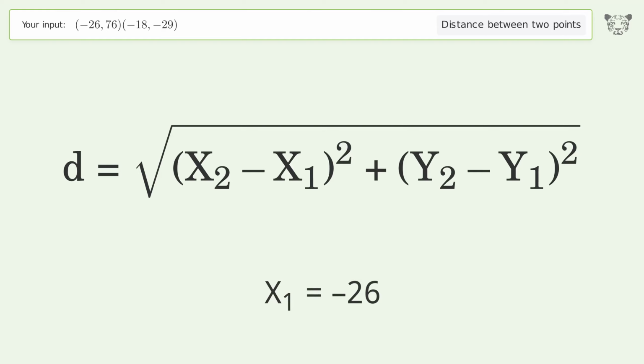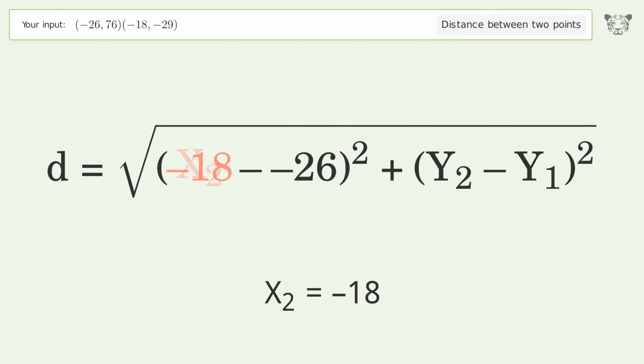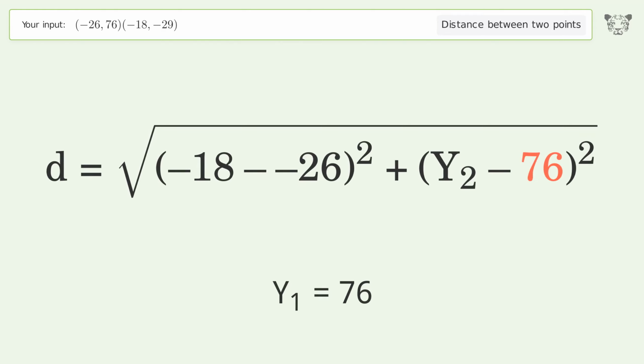x1 equals -26. x2 equals -18. y1 equals 76. y2 equals -29.